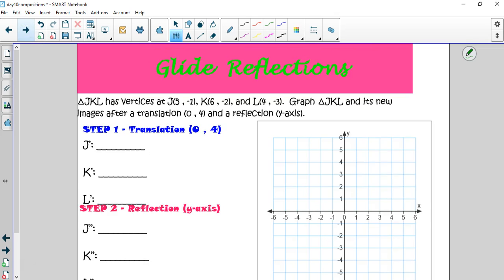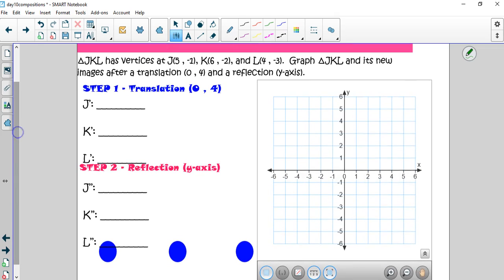So JKL has vertices at J (5, negative 1), K is at (6, negative 2), and L at (4, negative 3). So this tiny little triangle right there: (5, negative 1), (6, negative 2), and (4, negative 3). Now, graph JKL and its new images after a translation (0, 4), then a reflection in the y-axis.